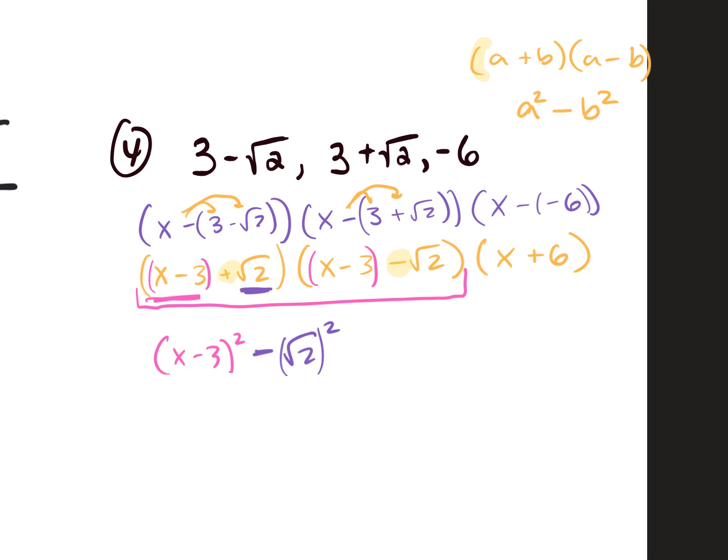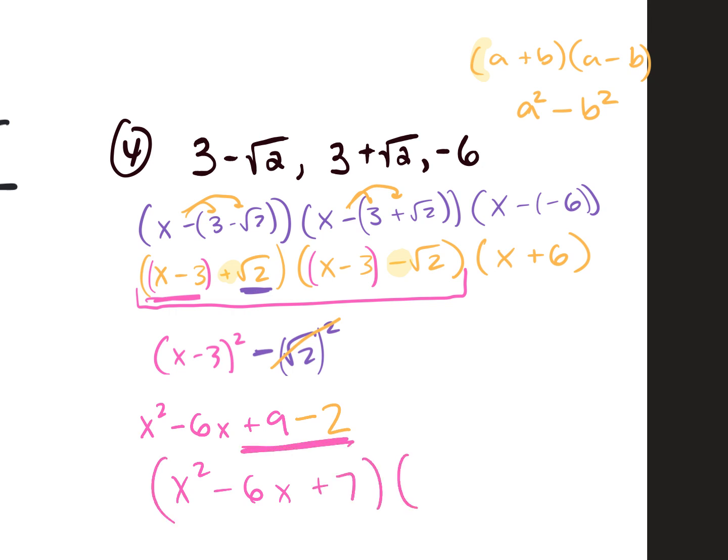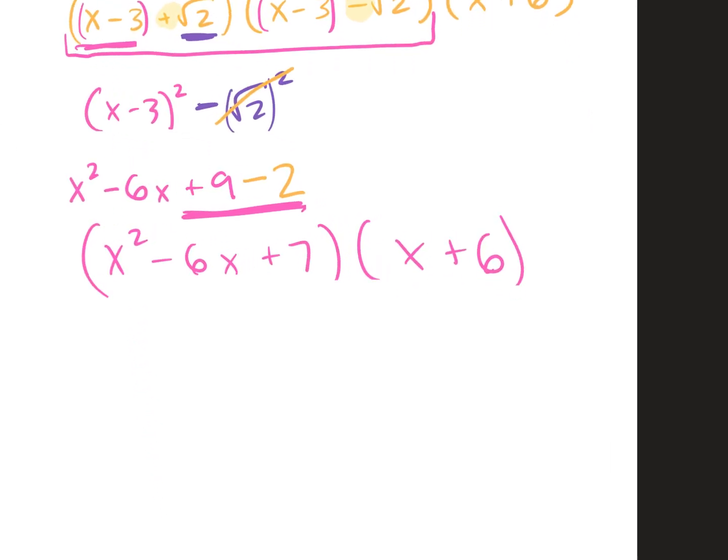So how would I do x minus 3 squared? I would have to FOIL, so it ends up being x squared minus 6x plus 9. And then what is the square root 2 squared? 2. The square root and the squared cancel, so it's minus 2. So this turns into x squared minus 6x plus 7, because I combine the like terms. And then I have to multiply it to my x plus 6. So our last step would be to FOIL.